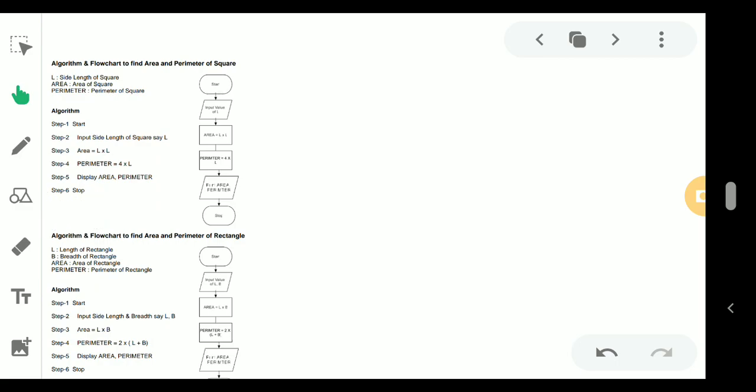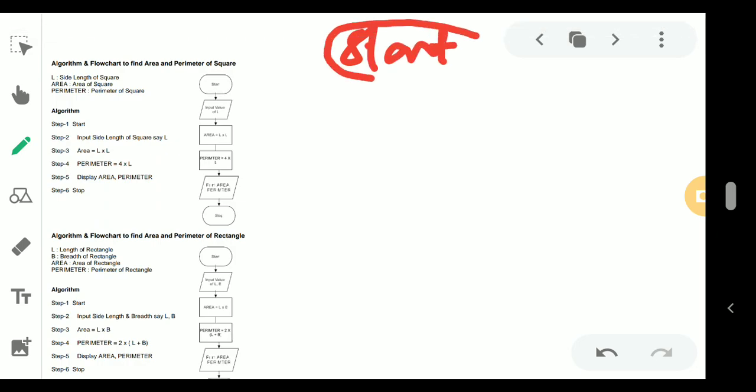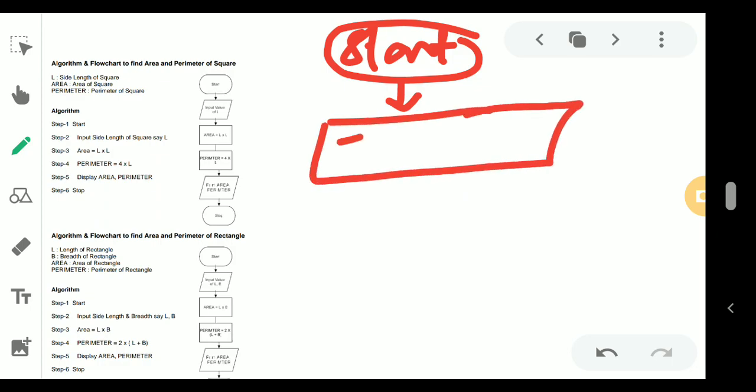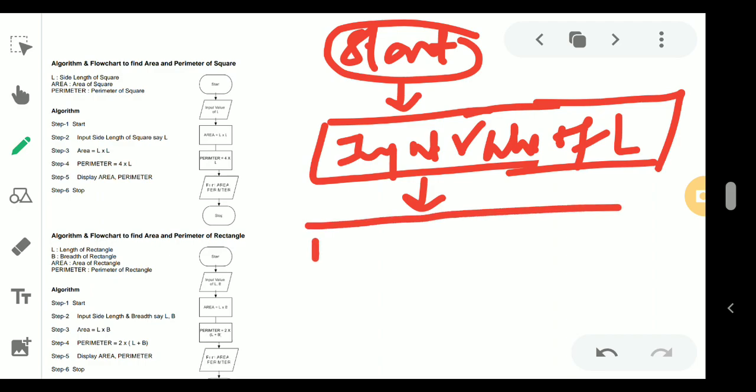Now we will draw this algorithm as a flowchart. How to do it? First, start. Then we take the input value of the side, input value of L, capital L. Then we calculate the area or perimeter, whichever you prefer first. Area equals L into L.